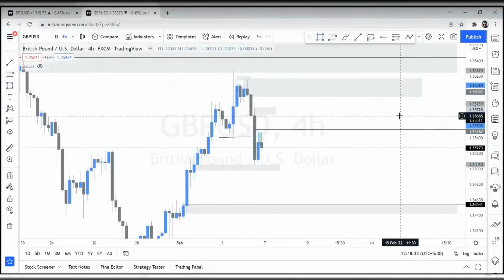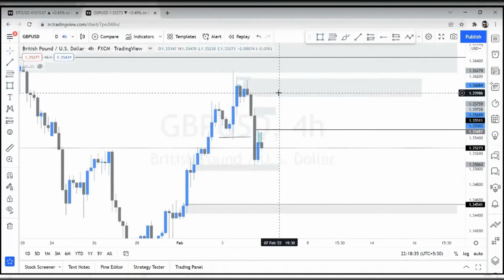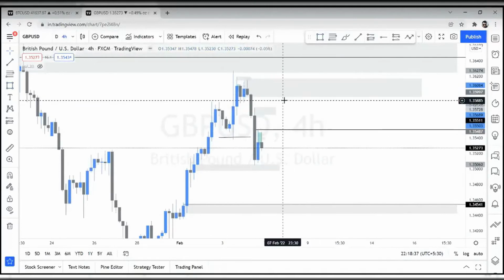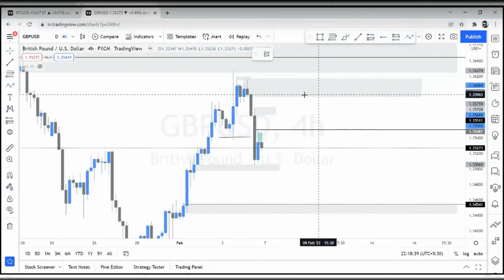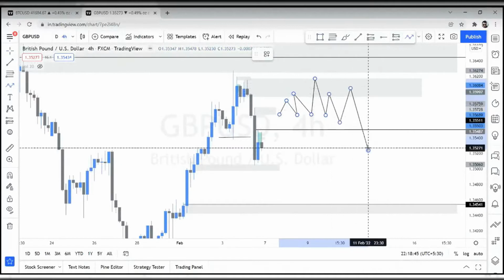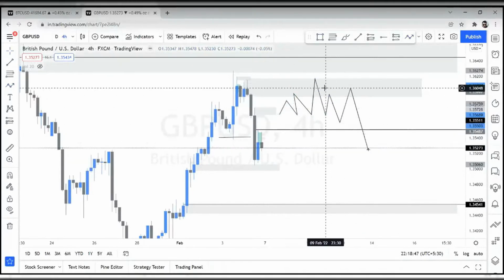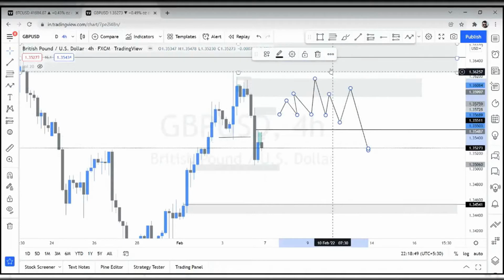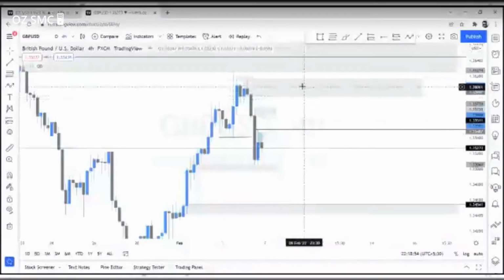If price comes up here, then we will be looking for a confirmation. And what is the confirmation? Something like this. Something like this. That is Wyckoff distribution. We will be looking for that confirmation, and then we will be selling. And how do we look for that?